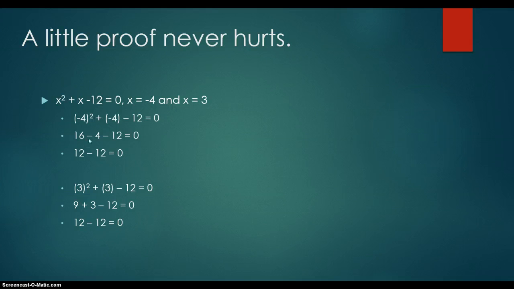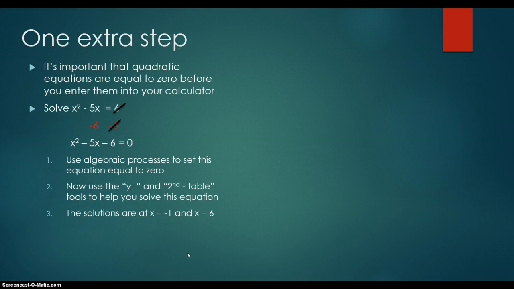I've got (-4) squared plus (-4) minus 12 equals 0. (-4) squared is 16. This plus and a minus are in a multiplication situation, so it is the multiplication rules. A negative times a positive gives us a negative, and then of course we keep the subtract 12. So 16 minus 4 is 12, and 12 minus 12 is 0. And so when we plug that -4 in, our equation is true. Same thing with the 3 down here. I've got (3) squared plus (3) minus 12, and it gives me 9 plus 3, which is 12, and 12 minus 12 is 0. So both of those numbers are in fact solutions.